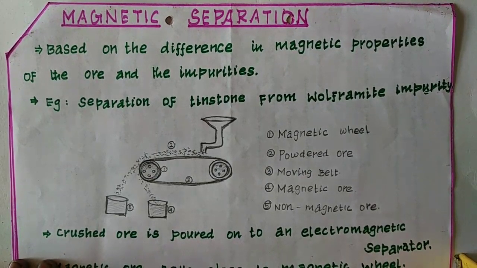Okay, so these two are again the methods of concentration of ore. What is called concentration of ore? The removal of impurities from the ore is called concentration.